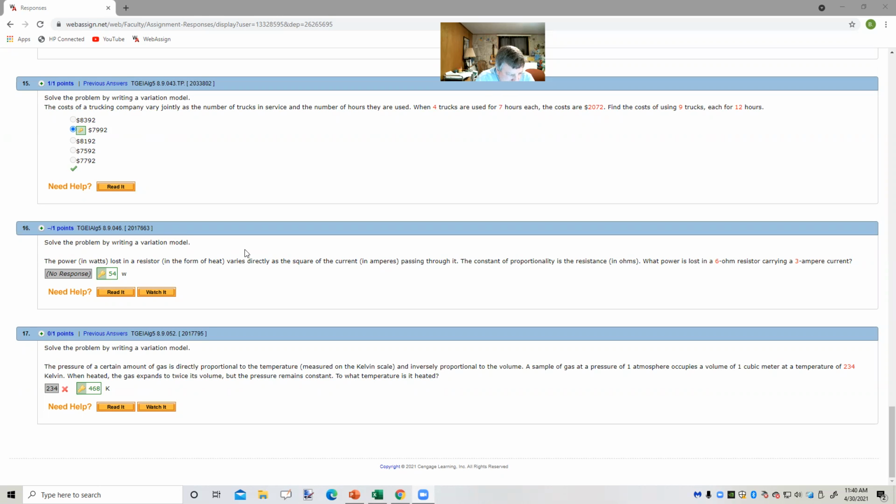Let's see here. What does it say? When heated, the gas expands to twice its volume. So then the volume would become what? 2, right? Because it was 1 before. So the volume is going to be 2, but the pressure remains constant, so it's still 1. What is the temperature? So we kept the pressure the same, we doubled the volume. How did that affect the temperature? You okay with that? Yes.